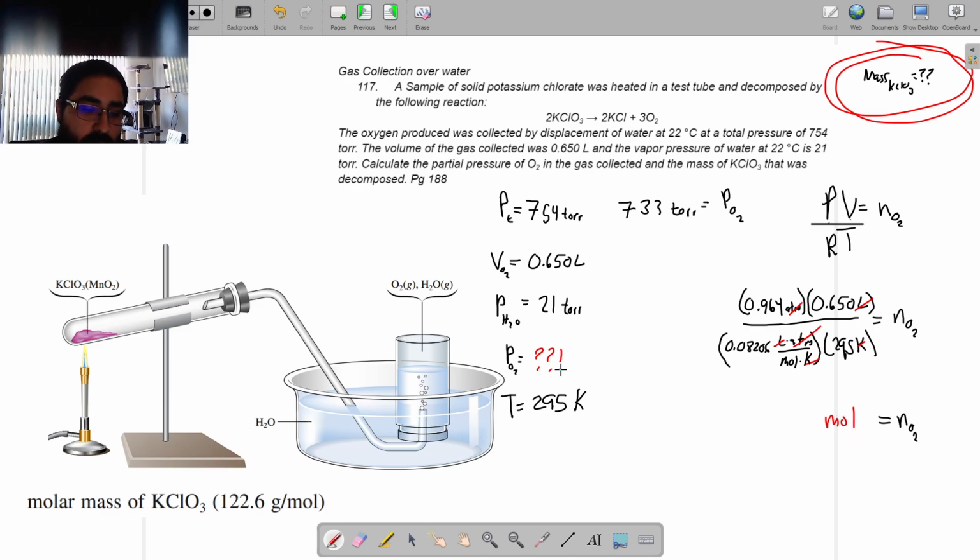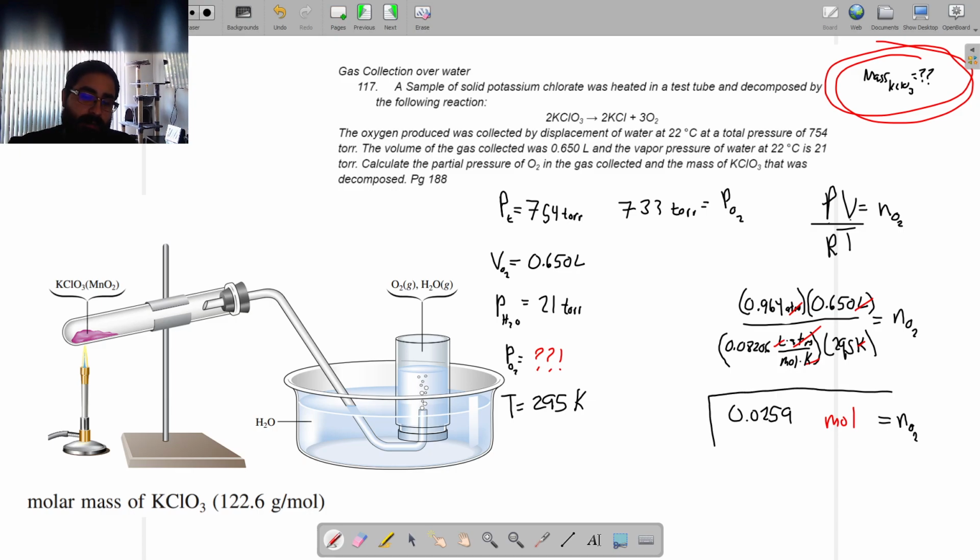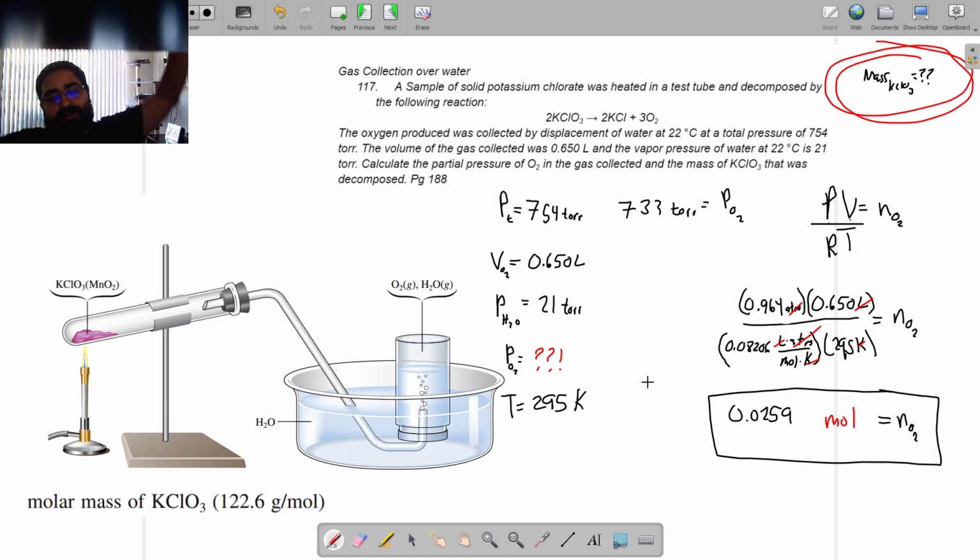And let's check it out. We got 0.964 times 0.650 divided by 0.08206 divided by 295, and we get 0.0259 moles of O2. So we're done. Yay! On to the next video.